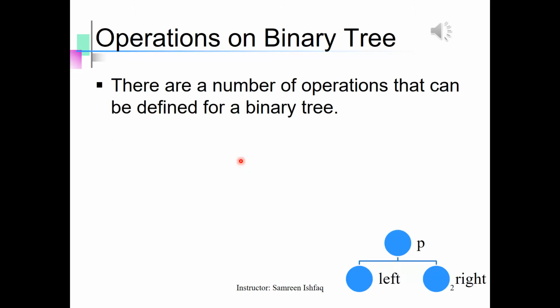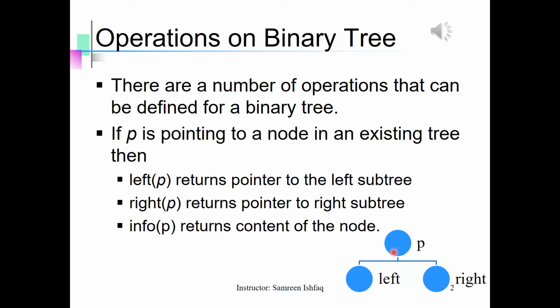If P is pointing to a node in an existing binary tree, then left of P will return the pointer to the left subtree, right of P will return the pointer to the right subtree, and info of P will return the content of a node. Notice that left of P, right of P, and info of P are the operations or functions of a binary tree.